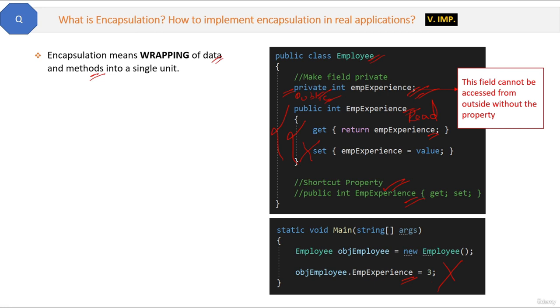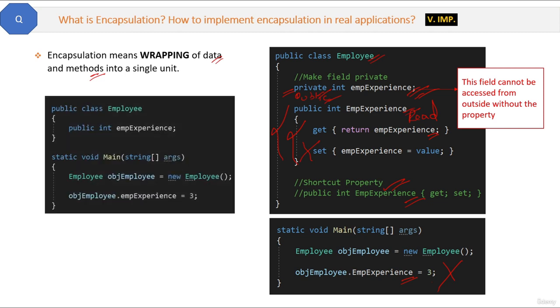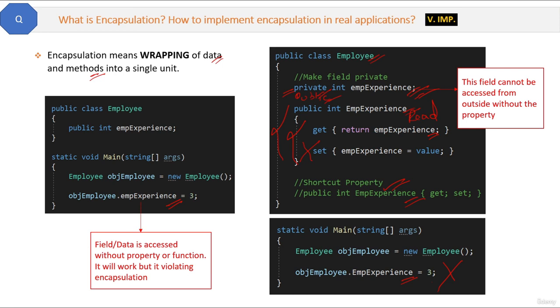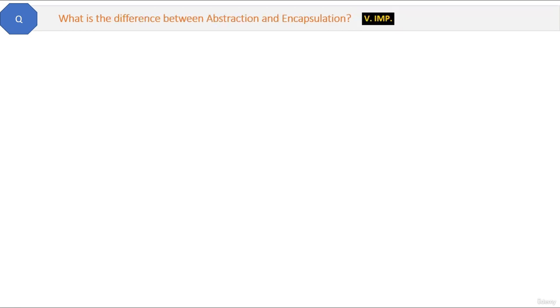Now let me also show you how you can violate encapsulation. For example, in this screenshot, the employee class does not have any property. See, there is no property in it. And in the main method, the field is accessed without a property. It will work, right? It will work. But it is violating the encapsulation concept of OOPS because field data is accessed without a property or function. It will work, but it is violating encapsulation. That is why it is not the better approach. I hope now you understand what encapsulation is.